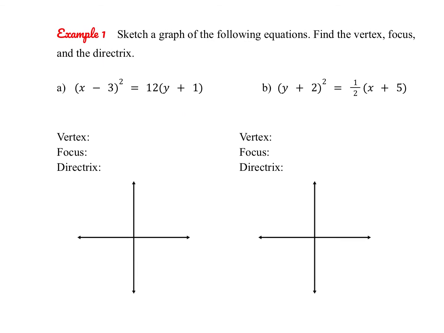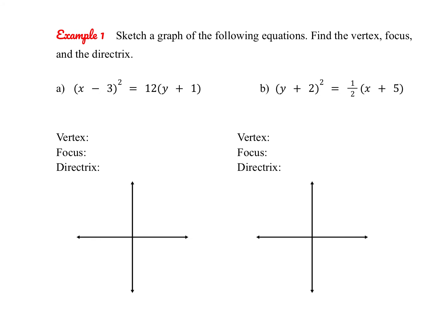Okay, so we're going to try these two together. We're going to look at the equation, find the vertex, focus, and directrix, and then sketch a graph. So for these, the first thing I like to do is determine if it's horizontal or vertical. So since x is being squared, I know that this is going to be a vertical parabola.